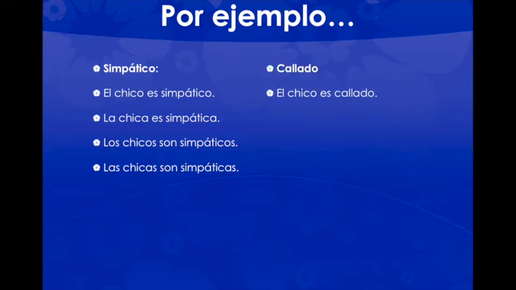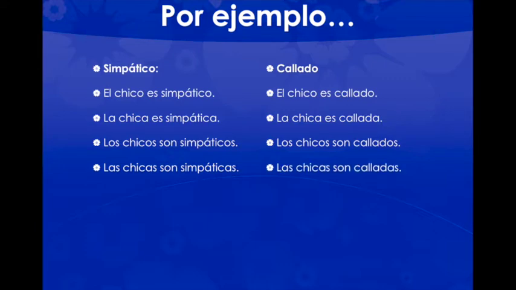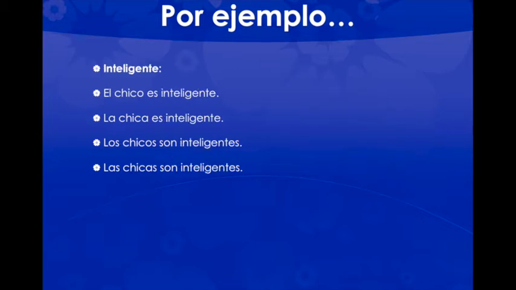Callado. El chico es callado, the boy is quiet. La chica es callada, the girl is quiet. Los chicos son callados, the boys are quiet. Las chicas son calladas, the girls are quiet. Inteligente, just because it doesn't have gender. El chico es inteligente or la chica es inteligente, no change there. But if it's plural, it becomes los chicos son inteligentes or las chicas son inteligentes.